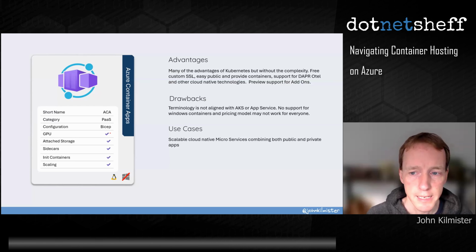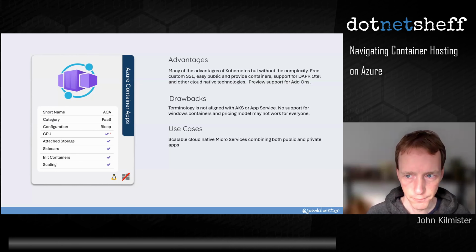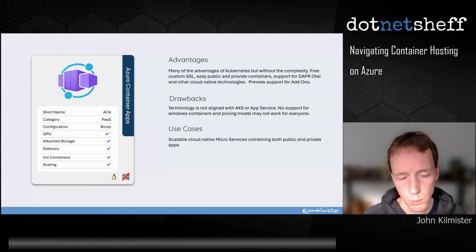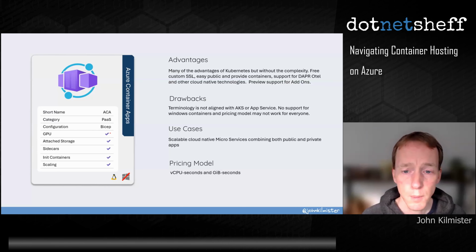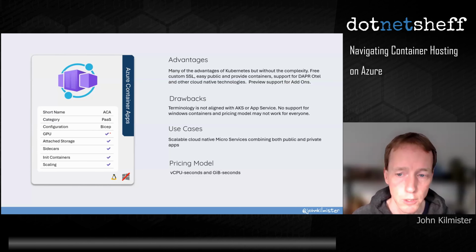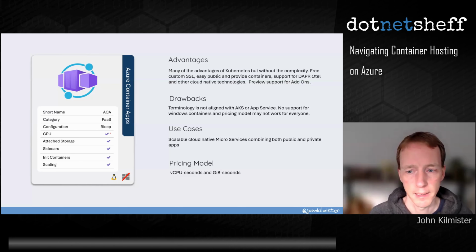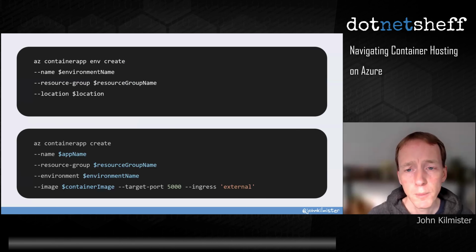So the main use case for this is cloud native microservices that have both back and front end, or public and private apps in them, because they can all scale independently and live side by side, some being private and some being public. And the pricing model, if you're on consumption, is based on the virtual CPU seconds and gigabyte seconds in use. So how do we go about creating them?